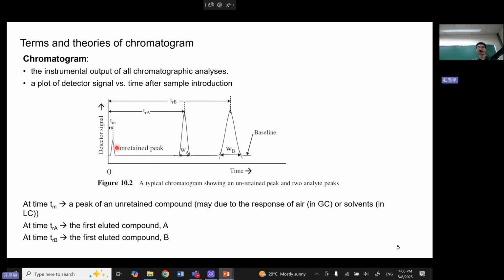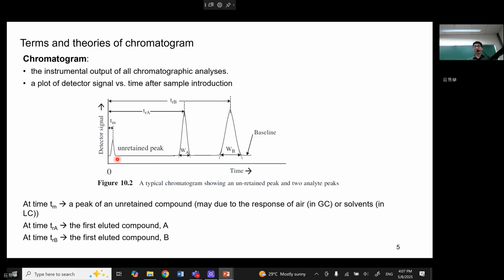For example, here, this one. And we call this one an unretained peak. So what does it mean exactly? An unretained peak means the signal is from the compounds in your mixture that are not retainable by the stationary phase.